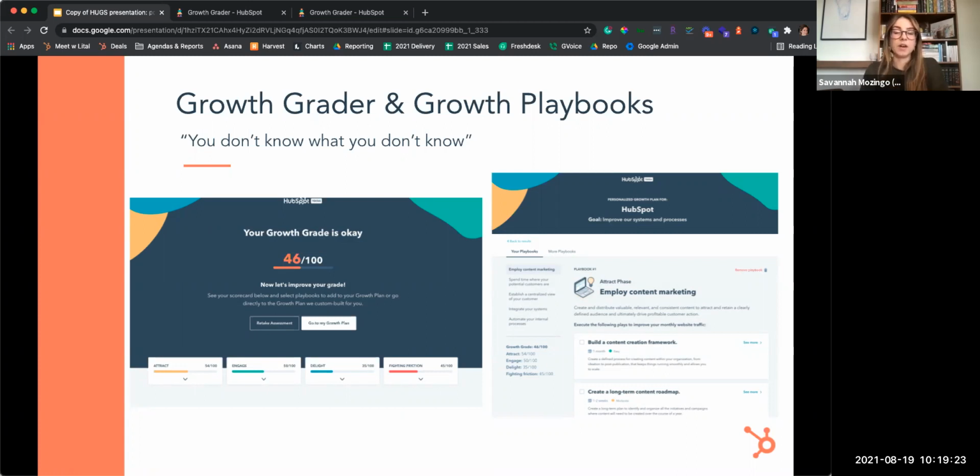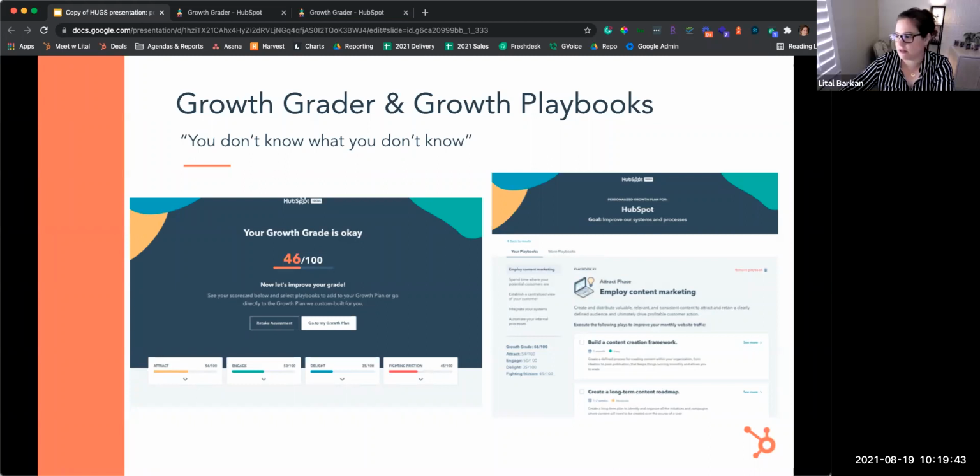Now, the growth grader can really help put that into perspective, right? It's something you can launch off of and into your data, saying, okay, my attract phase is low. What will my portal audit reveal about contacts in that phase? Or, okay, my engage phase is low. Will my portal show that those contacts are engaging with my nurture emails?